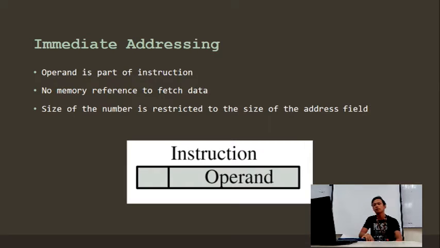The first kind of addressing is immediate addressing. Operand is part of the instruction. No memory reference to fetch data. Size of the number is restricted to the size of the address field.